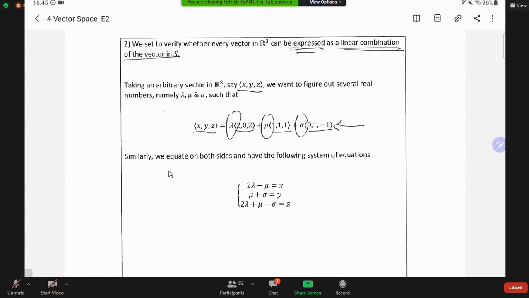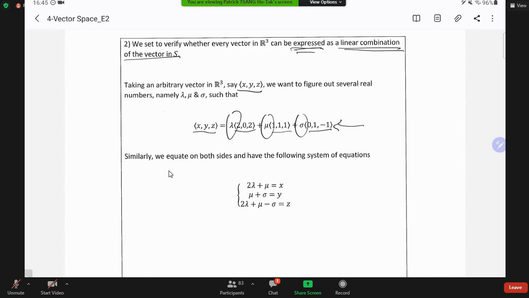If yes, if they exist, or if we can find them, we can claim that the arbitrary vector x, y, c's can be represented as a linear combination of all three vectors in capital S. This is our target. All right.